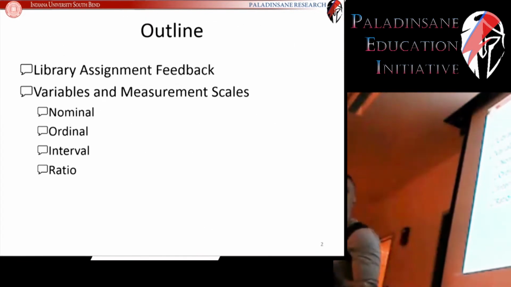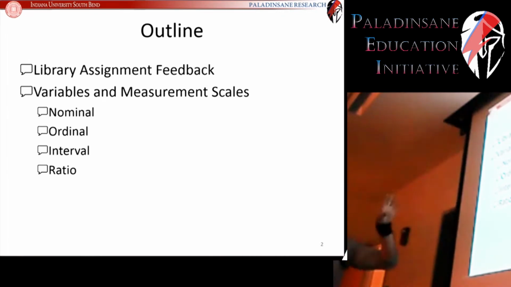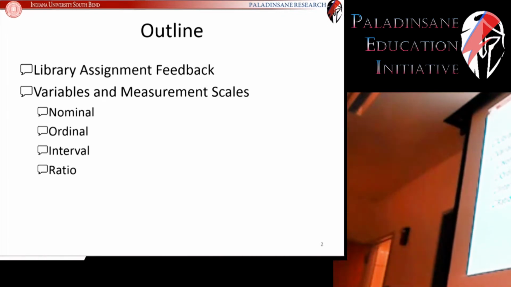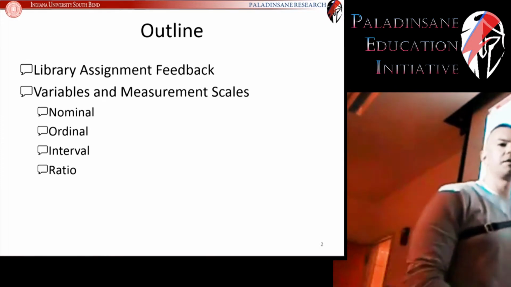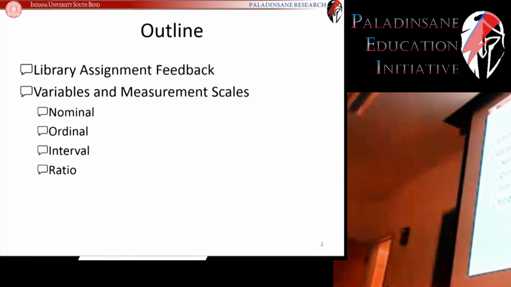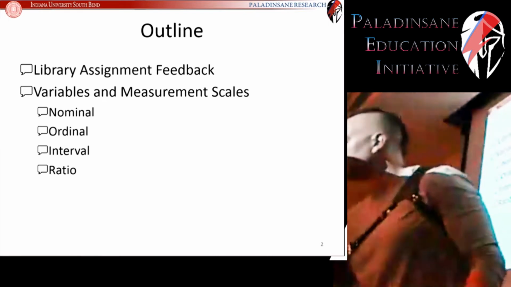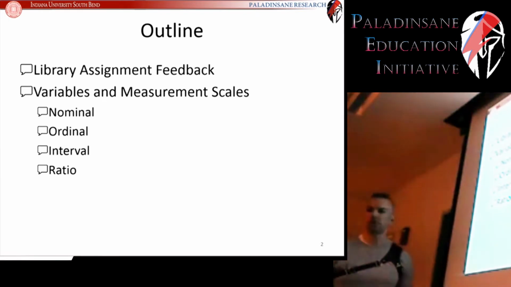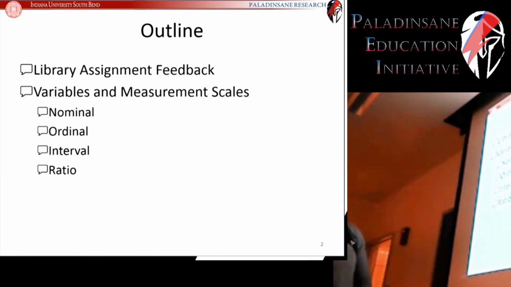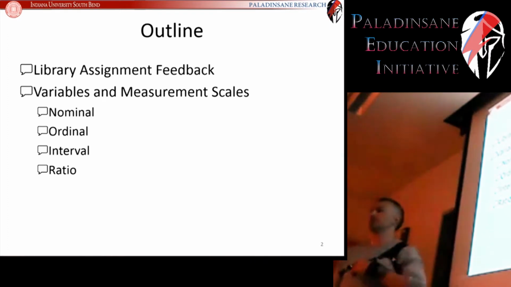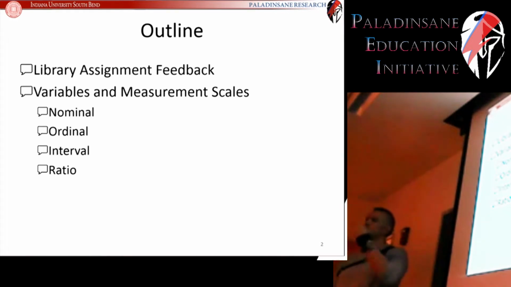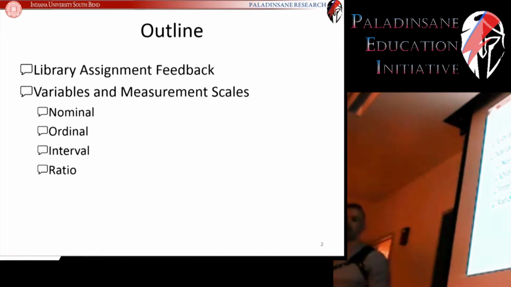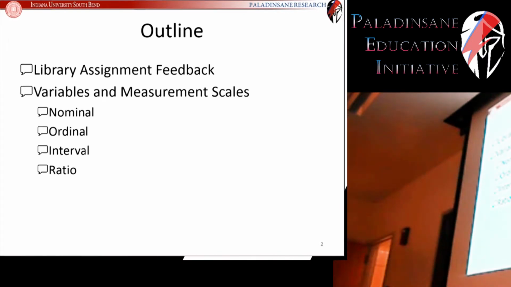We're going to do the library assignment feedback just real quick before we get going on that. And then we're going to talk about measuring variables and the different types of measurement scales that you need to be aware of, because some of those are able to do some things and some of these are not able to do certain things. So you always want to make sure that you know the measurement scale you're working with before you start doing certain operations with those scales.